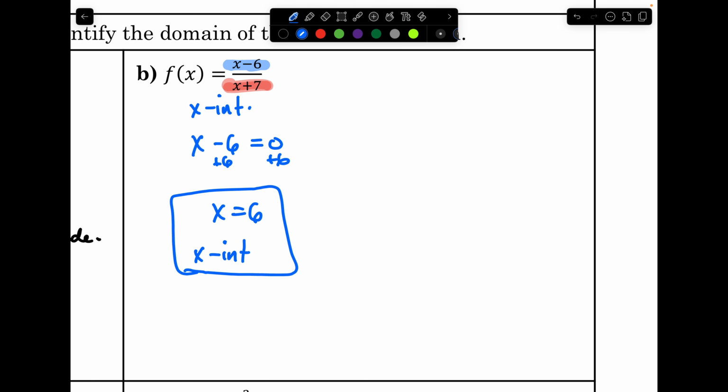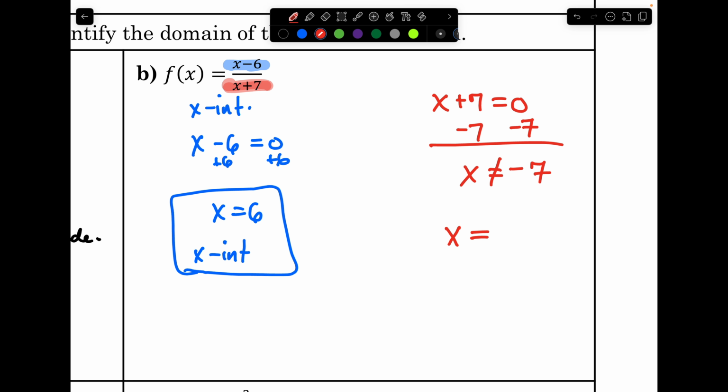So for our domain, we're going to get our denominator, x plus 7, set that equal to 0, and by subtracting 7 from both sides, we get that the solution is negative 7. So we have to exclude negative 7. So just simply put in a vertical line there saying that x cannot equal negative 7. This is going to be our domain.